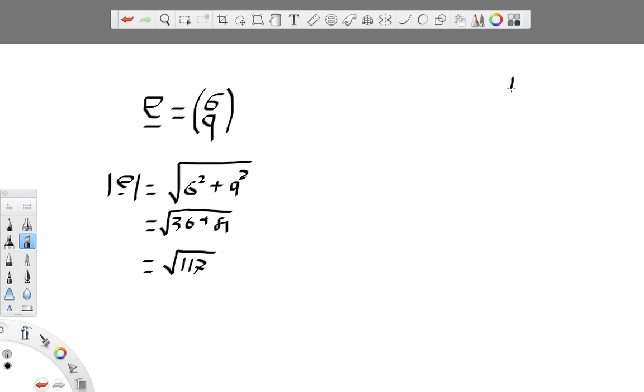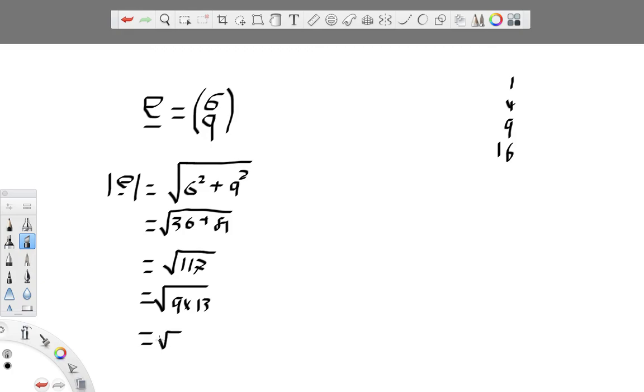So what are our square numbers? We've got 1, 4, 9, 16, and so on. Do any of those numbers go into 117? Well, 1 obviously will, but 1 goes into everything, so that's redundant really. 4 doesn't. Does 9? 117 divided by 9, it does 13. So we can represent this as 9 times 13.